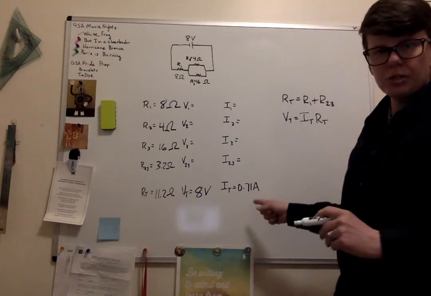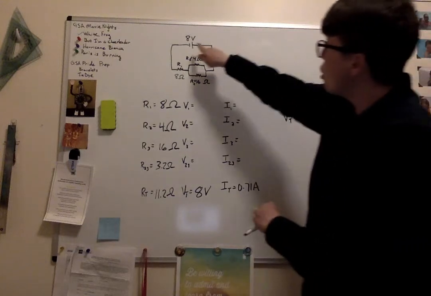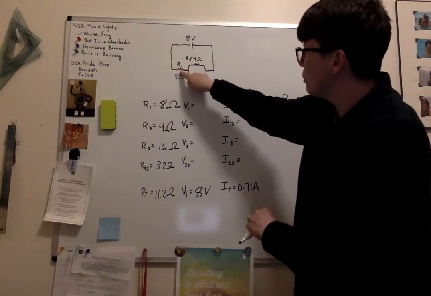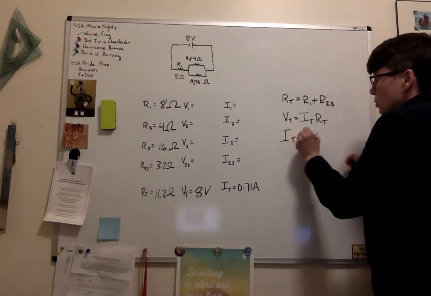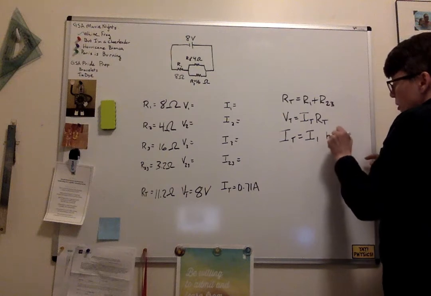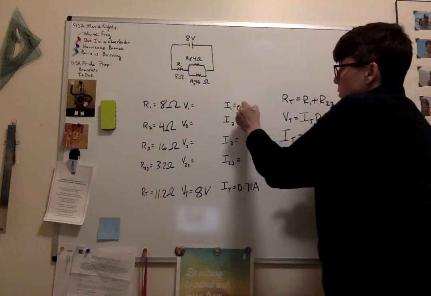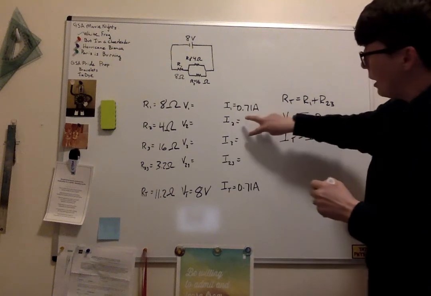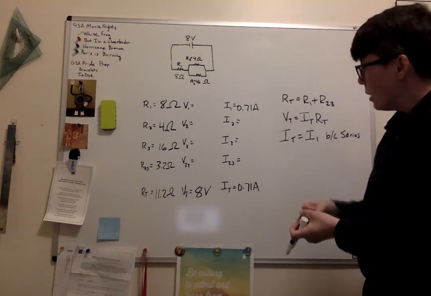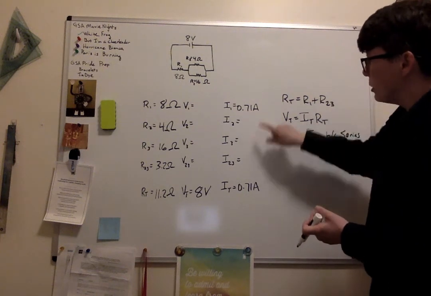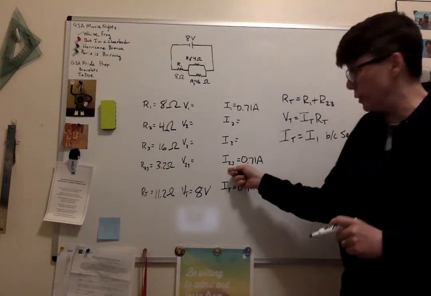Now, where can I take this number next? The handy approach is to try to distribute this everywhere you can. The total current coming out of the battery is going to go through resistor 1. Therefore, I total equals I1 because series. So 0.71. Now, I know that I2 and I3 together is also going to be 0.71 amps, but I don't know how that breaks up here. So I'm going to just put this in as 0.71 amps on the subtotal line, I2,3.